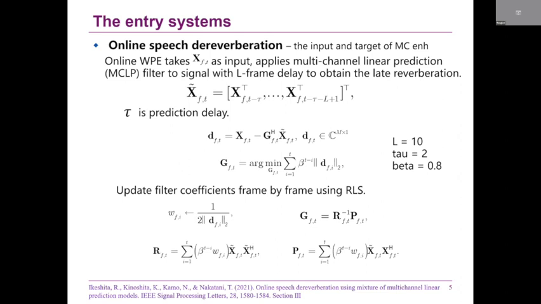the spectrum of the noisy speech minus the output of the MCLP filter gives the spectrum of the dereverberated signal. Beta is a forgetting factor, ranging from 0 to 1. The filter coefficients are updated frame by frame by applying recursive least squares, RLS.